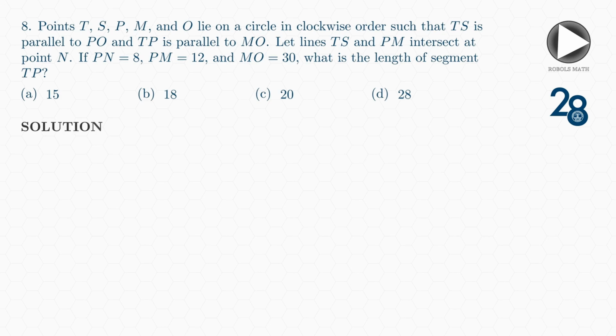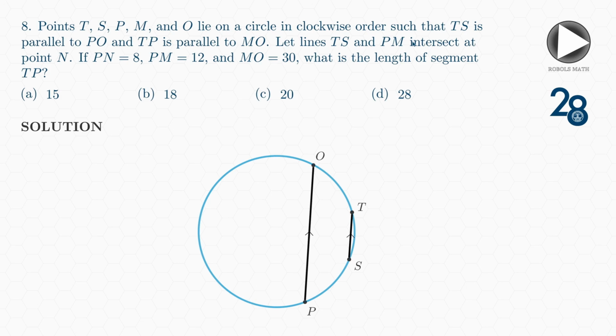As with any geometry problem, the first step is to draw the diagram, which many times is probably one of the hardest parts of the problem. Okay, we first draw TS to be parallel to PO. And then we draw TP, so we have P here, parallel to MO. So MO should be here. And then we extend TS and PM like this, so that they intersect at a point we call N.